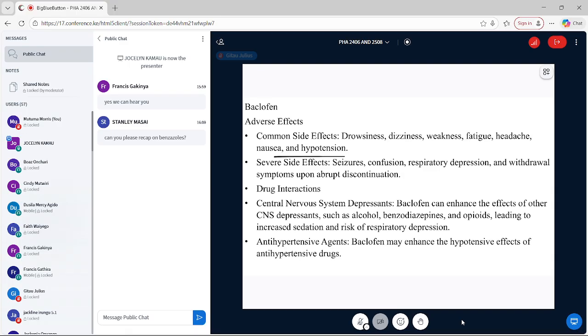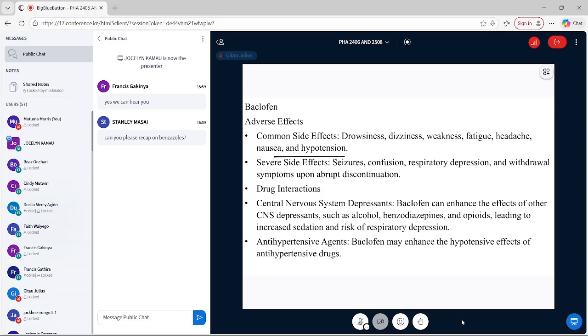It's a specific GABA-B, whereby you have increased chloride influx, and with increased chloride influx you have depression, which will give us the muscle relaxation. So we got there.